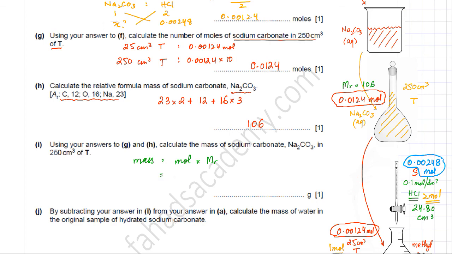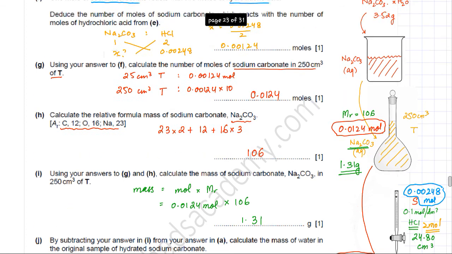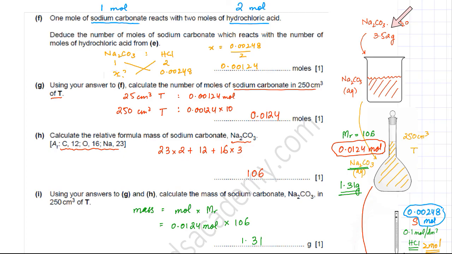Now the moles are 0.0124 moles. That was the amount of Na2CO3 in this flask over here. So we have the moles. We're going to multiply that by the molar mass, which is 106, and using my calculator, the answer that I'm going to get is 1.31 grams. So that is the mass of Na2CO3 in this volumetric flask. And remember, all this sodium carbonate is coming from this original salt that we dissolved.